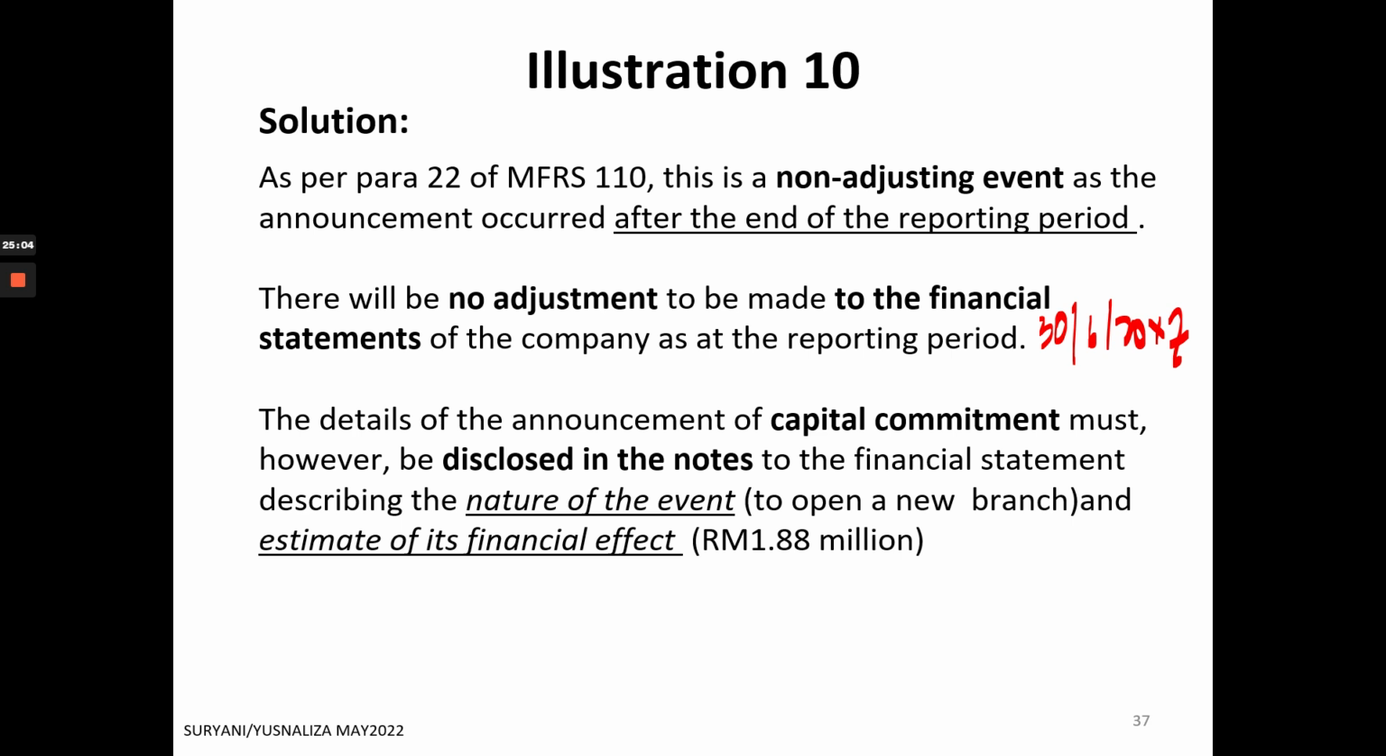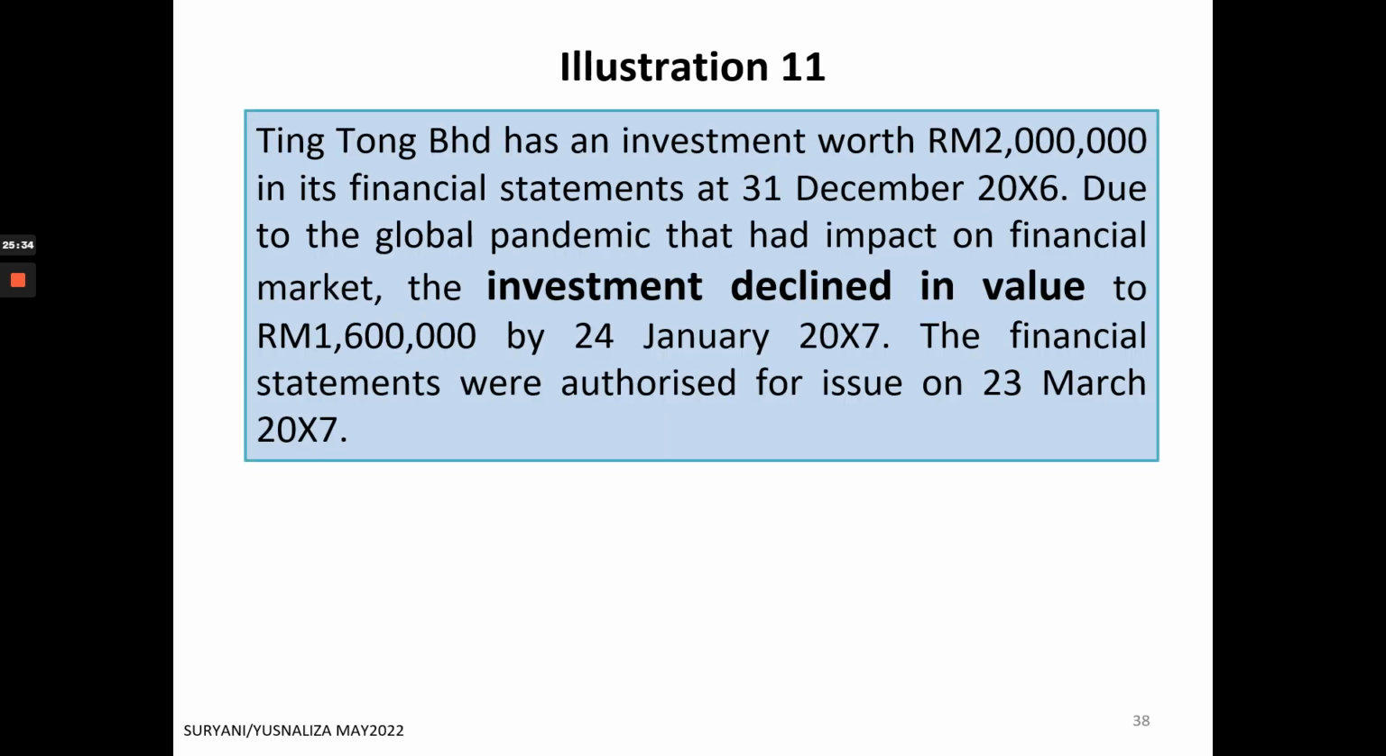The details of the announcement, however, must be disclosed in the notes. You need to provide disclosure in the financial statements describing the nature of the event: the plan to open the new branch, and the estimate of the future financial effect of 1.88 million. That must be disclosed in your sample disclosure notes if you are required to do that.